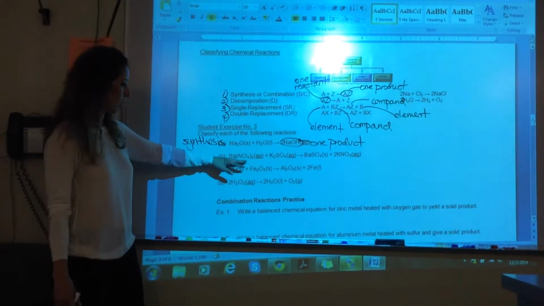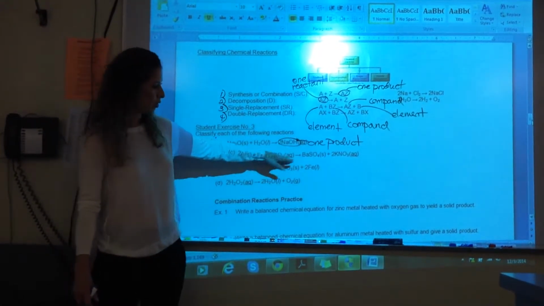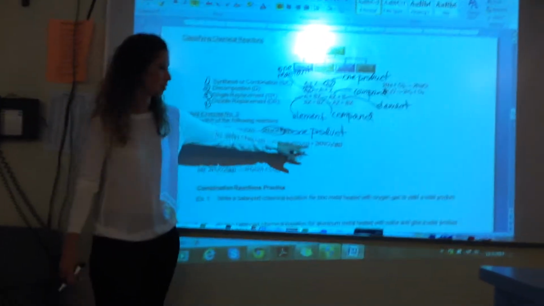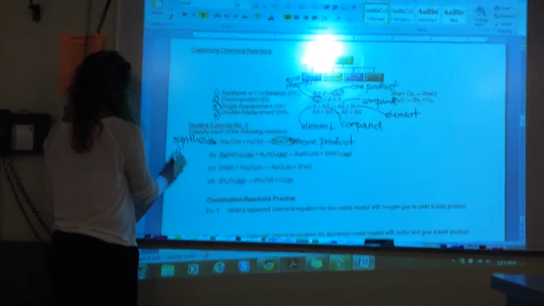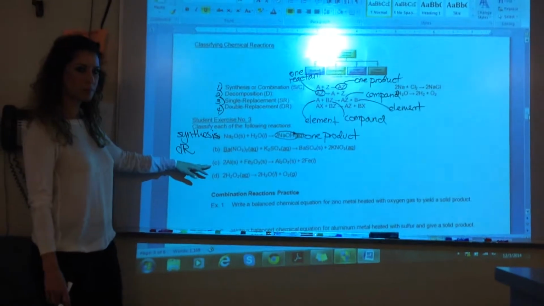The next one, I have a compound, barium nitrate, reacting with another compound, potassium sulfate, to form barium sulfate. Double replacement. I'm going to write DR, double replacement.